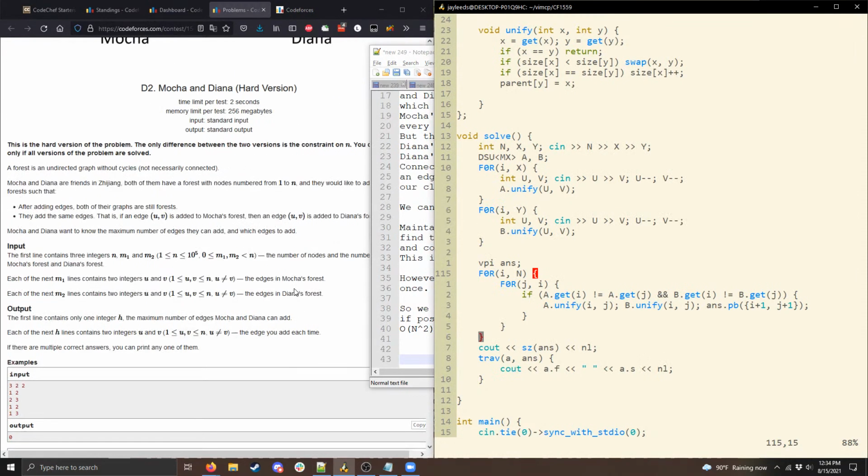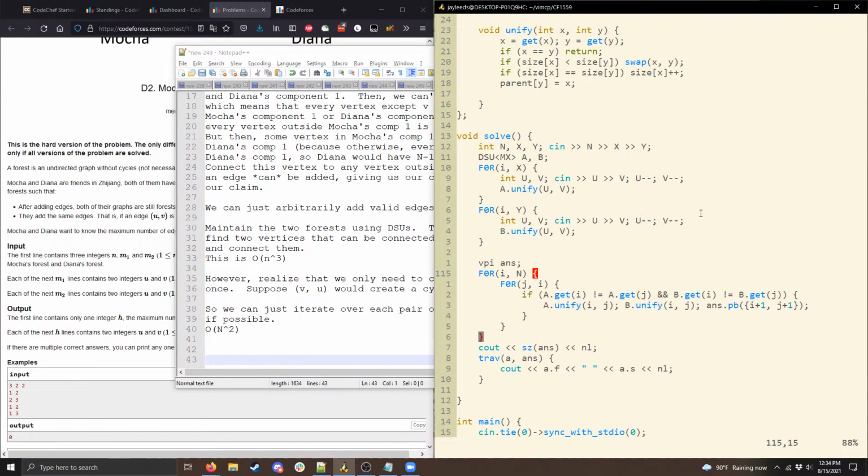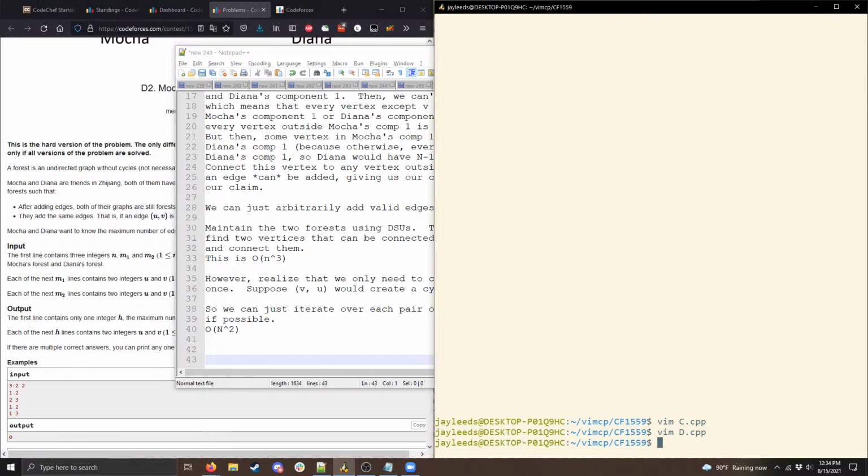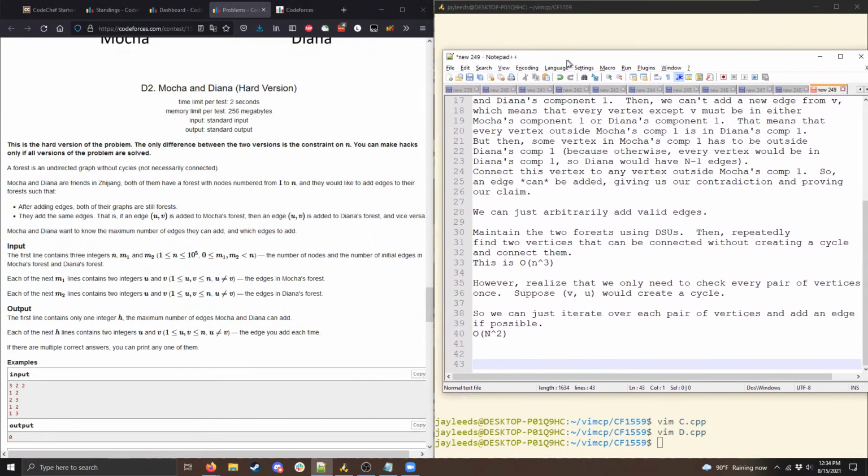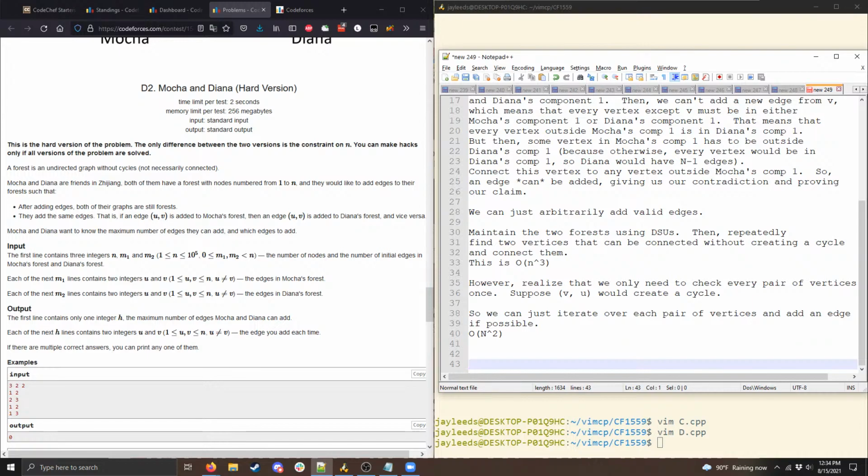Okay, so let's talk about D2. Now here, we've finished all the graph theory. We know that we can just repeatedly add valid edges until we're done. So what we need to do is make all of our observations more efficient. There are a few claims that are important here, so I'm going to go ahead and show you those.